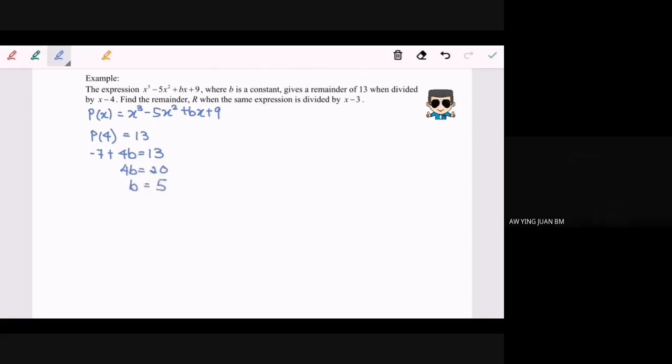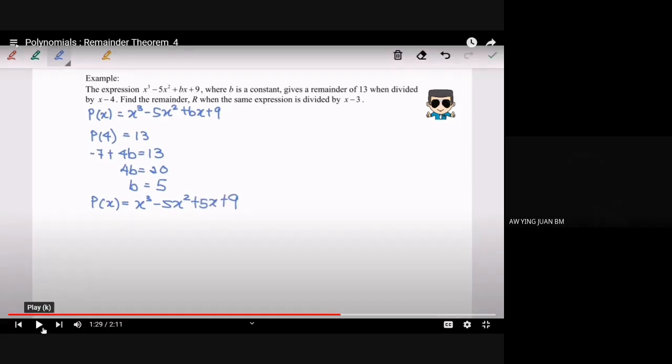So again, as I mentioned earlier, we are going to substitute the value into the expression. So p(x) will be equals to x cubed minus 5x squared plus 5x plus 9. So that is our expression. So second part of the question.